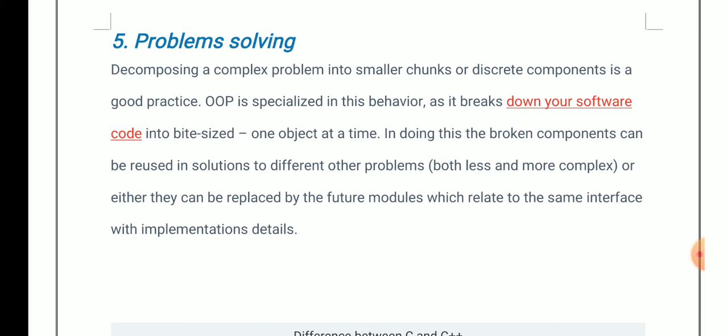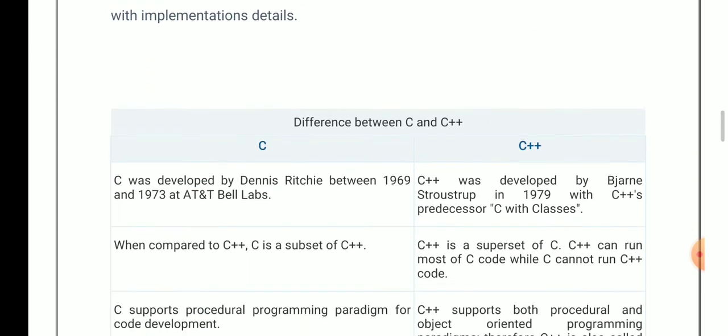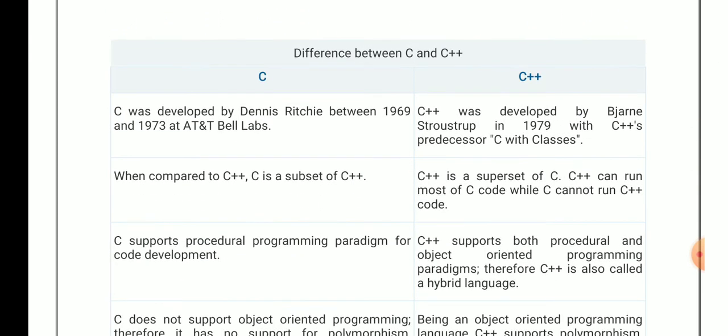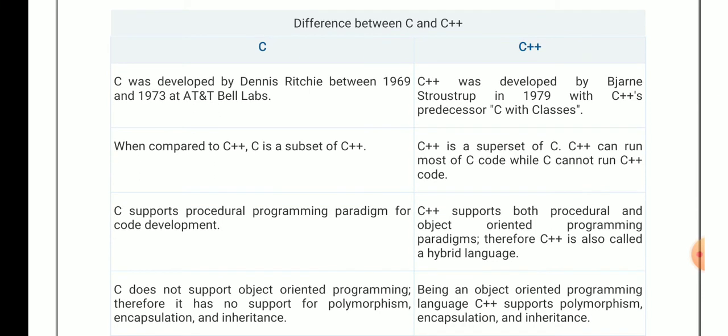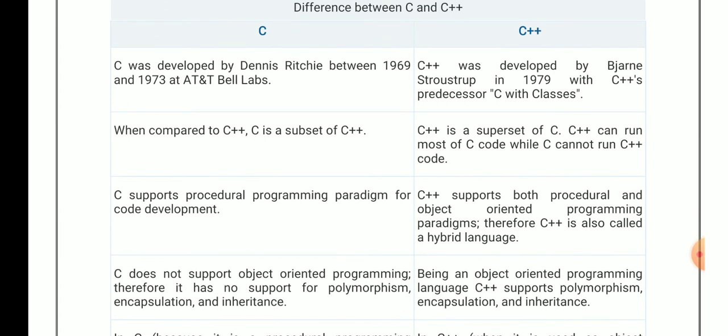Now we are covering another topic, that is, what is the relationship between C and C++. To explain this concept, first of all we need an idea of the difference between C and C++, which can identify their relationship. C was developed by Dennis Ritchie between 1969 and 1973 at AT&T Bell Laboratories. But C++ was developed by Bjarne Stroustrup in 1979. So dear students, C++ is the successor of C language.